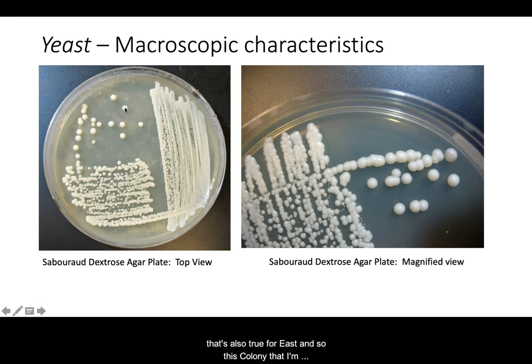That's also true for yeast, and so this colony that I'm showing right here is derived from a single yeast cell that's budded over and over again until you have many cells there. And so you have what's called a colony. Yeast colonies are considerably larger than bacterial, and they're nice and perfectly spherical. And they also have a very white coloration to them.